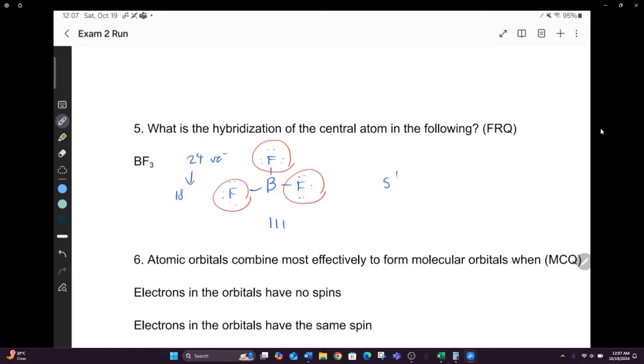Your S can go up to 1, erase 1 tally mark. Your P can go up to 2, erase 2 tally marks. Your P can go up to 3, but we only had 2 left. Sorry, correction about that. So your final answer should be SP2. And remember that this 2 is an exponent, so whenever you're plugging in your answer, SP2, your 2 should be in the top.